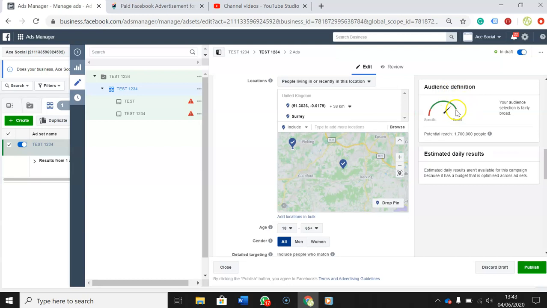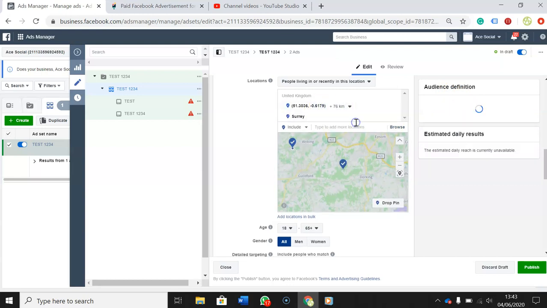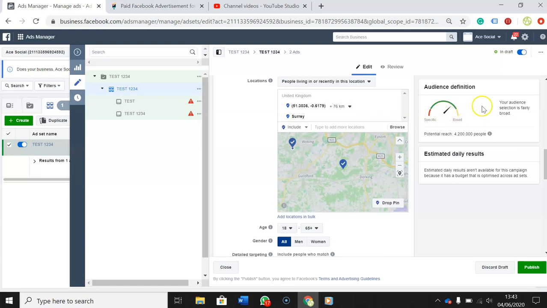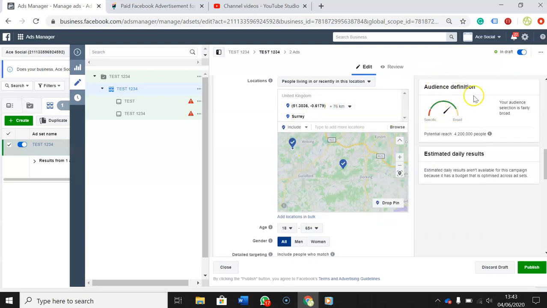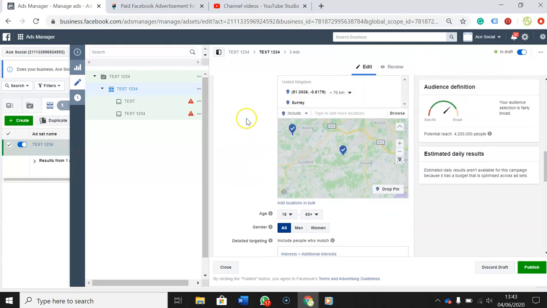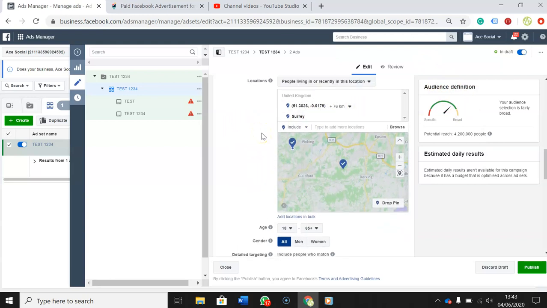As you can see, the audience definition is increasing as I make my definition or the location larger. A couple of tips here. You actually want the audience definition to be more broad if you're looking to get a low cost per mile, which is cost per 1,000 impressions. If you're looking to convert people, you want to be as specific as possible.